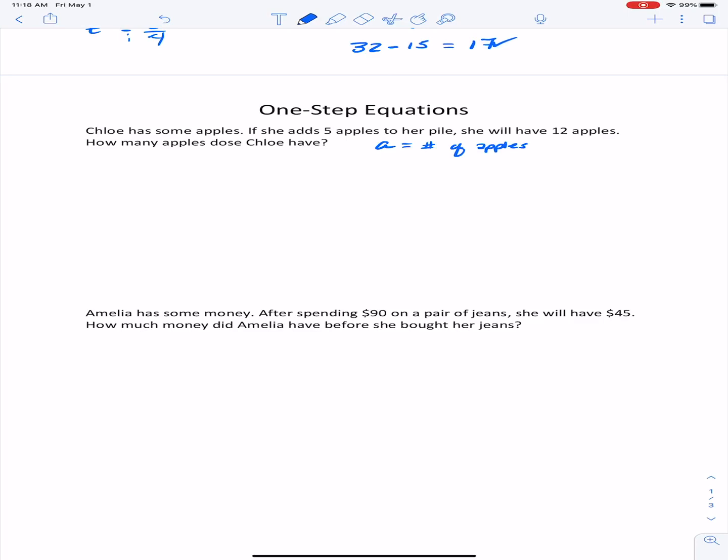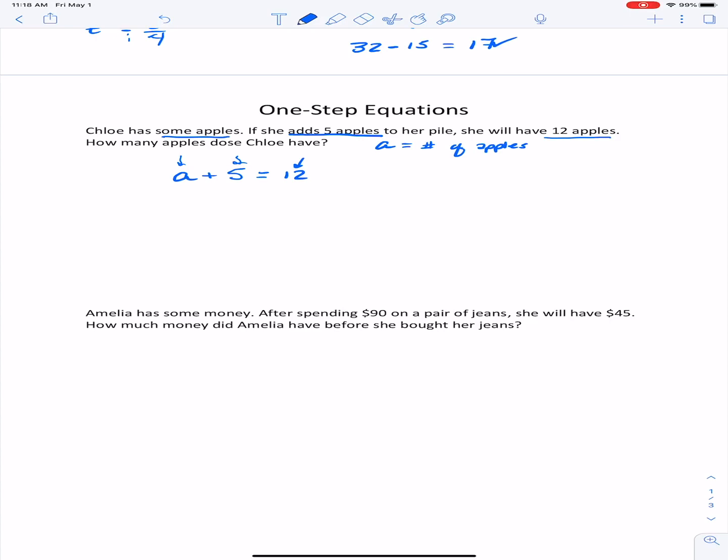So now I'm going to write my equation. Chloe has some apples, so she started off with some apples. She's going to add 5 apples to her pile, and she will have 12 apples after that. Okay, now I've written my equation. So Chloe has some apples, she adds 5 to it, and when she adds 5 to it, she ends up with 12 apples. So now I have my equation.